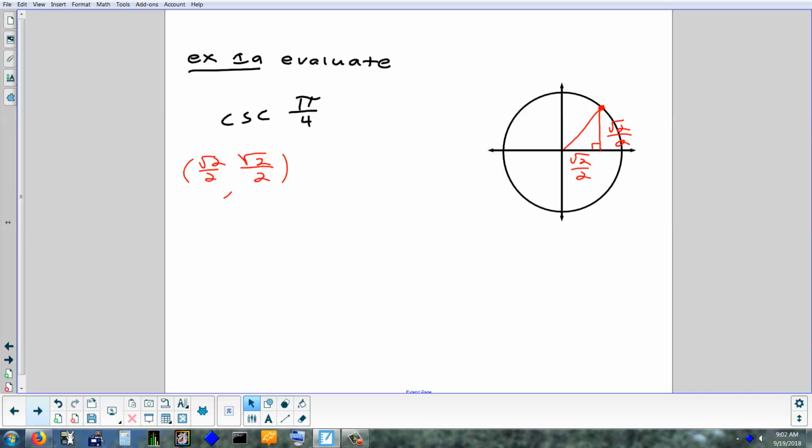And now they want the cosecant, which is which letter flipped? Even though this time it wouldn't make a difference, you should know. Yeah, it's the y flipped. So you take root 2 over 2 and you flip it. And we just did this in the last problem. When you fix it, what's your final answer?